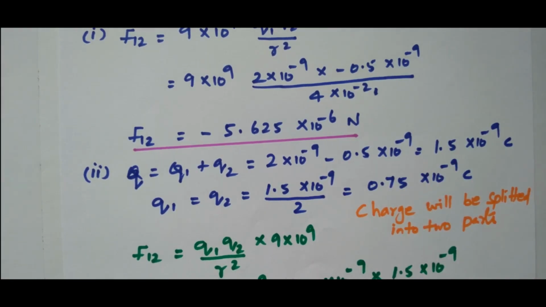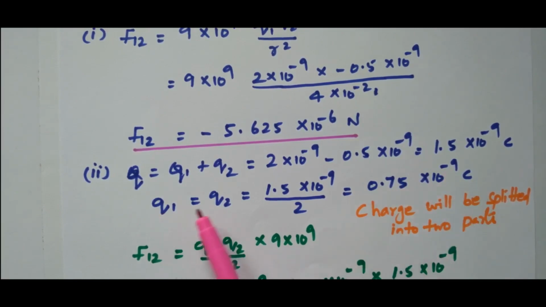Right? That is the one nature, one property of the charge. Charge will be split into two equal parts. So that Q1 and Q2 equal to half of this value. 1.5 into 10 to the power minus 9 divided by 2 means 0.75 into 10 to the power minus 9 coulomb. It is split into exactly half.